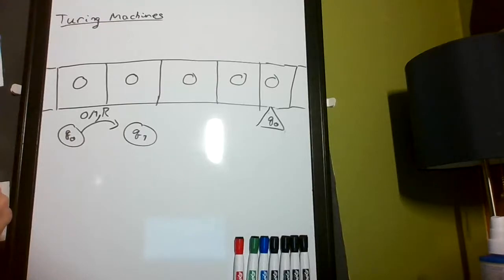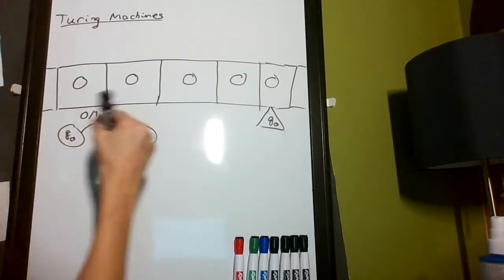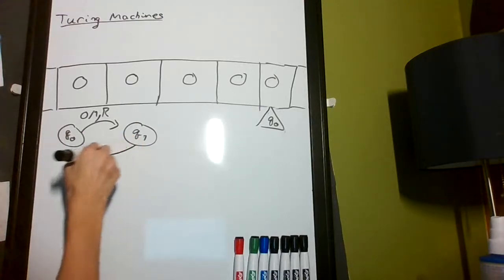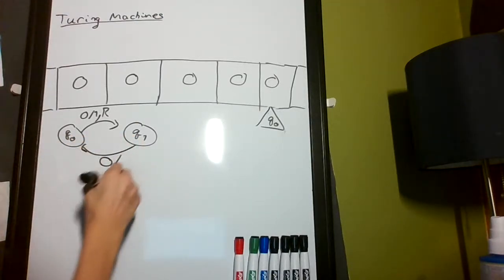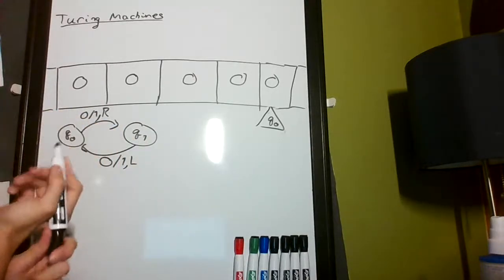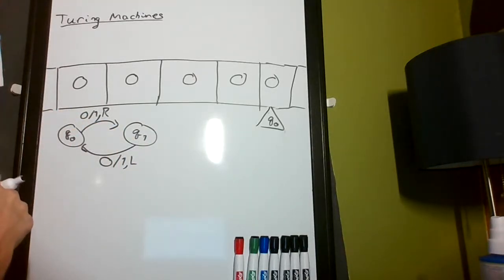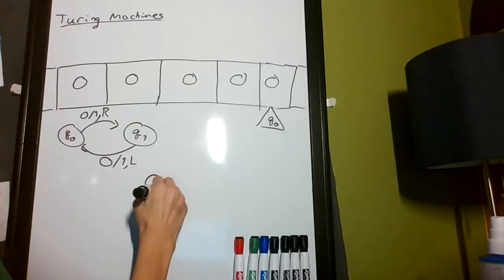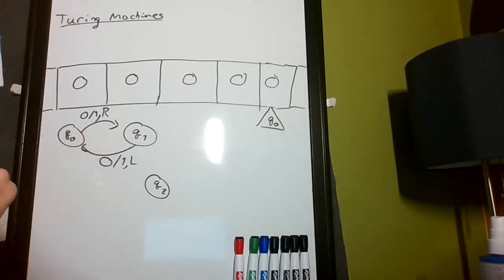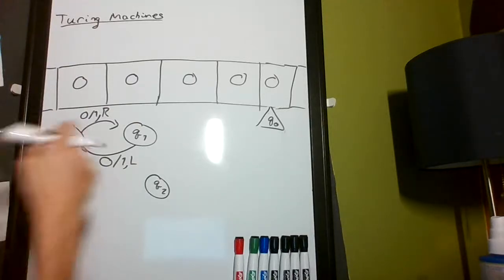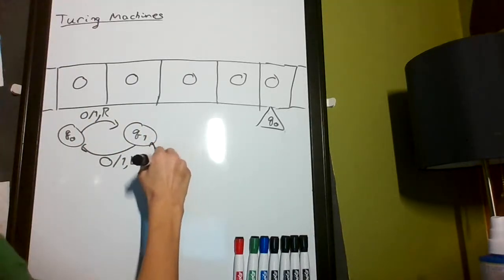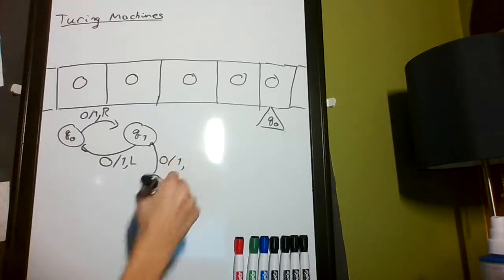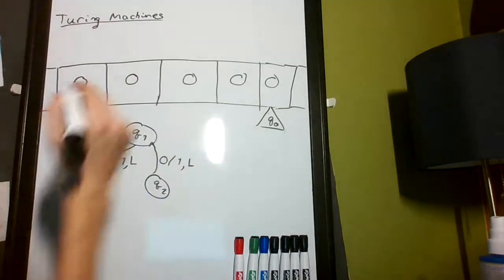Okay? And then at this state, what I'm going to do is I'm going to read it. So I'm going to have a 0, right? So what I'm going to do is if I read a 0, what I'm going to do is I'm going to write a 1 and move it to the left. Okay? And then there's going to be another state I'll call Q2. And what I'm going to do if I read a 0 on Q2 is that I'm going to move it to state Q1 when I read a 0. I'm going to write 1 and I'm going to move it to the left. Okay?